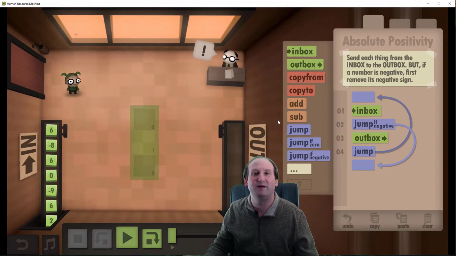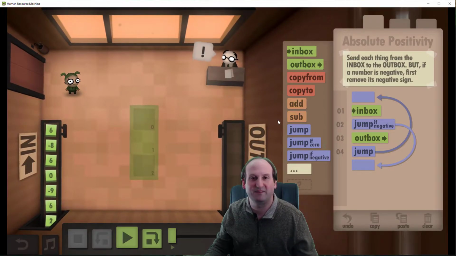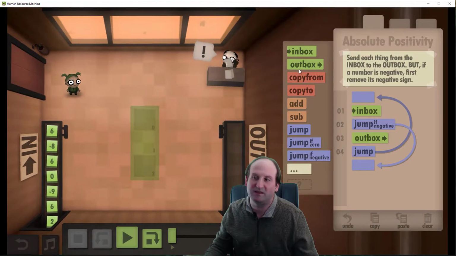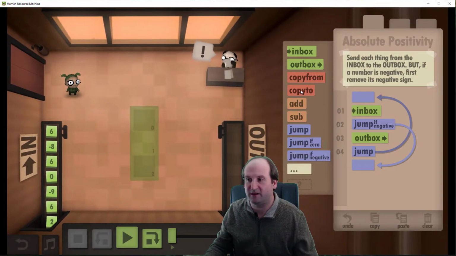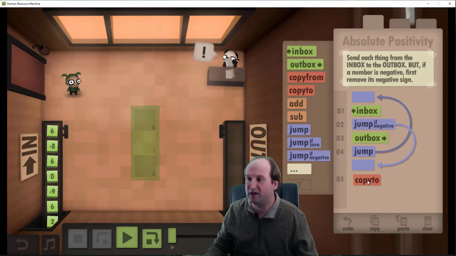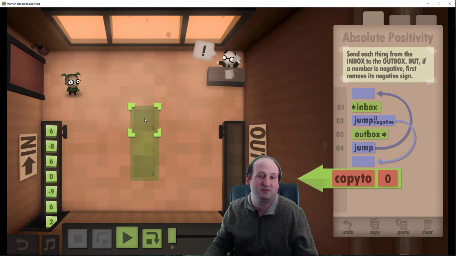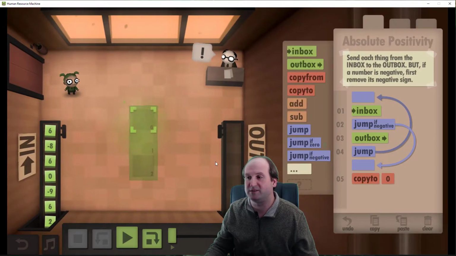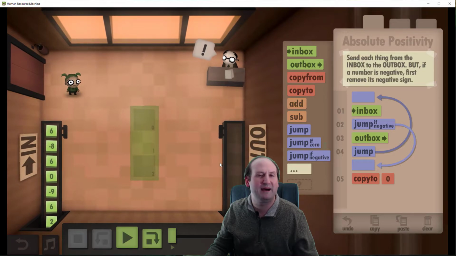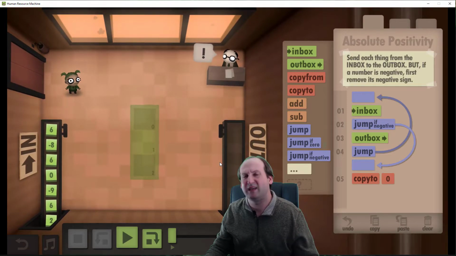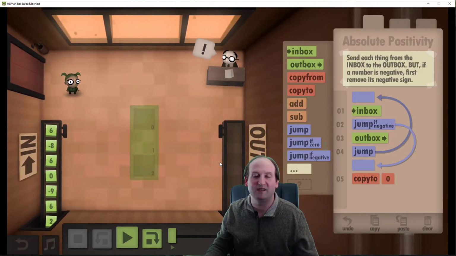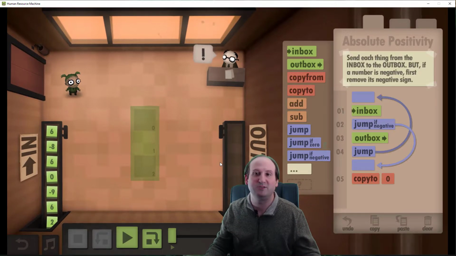So if I had a negative number and I needed to turn it into a positive number, what I could do is, well, I need to save the number first, so I need to copy it to one of the registers. So I'll put it to 0. And then, if you think about it, you take a negative number and you subtract it. So negative a minus negative a turns into negative a plus a, which means you end up with 0.